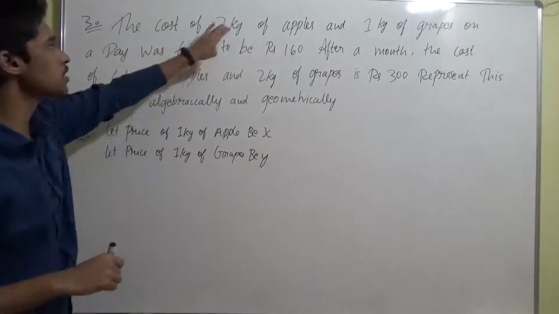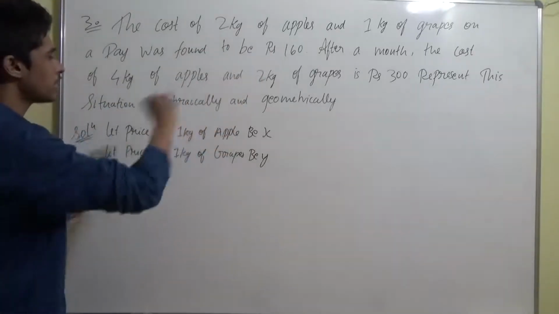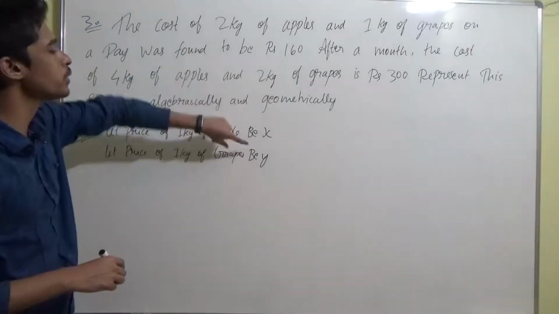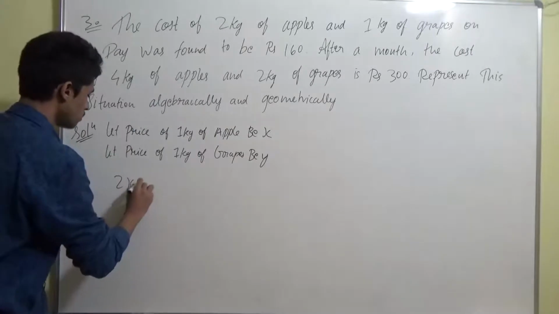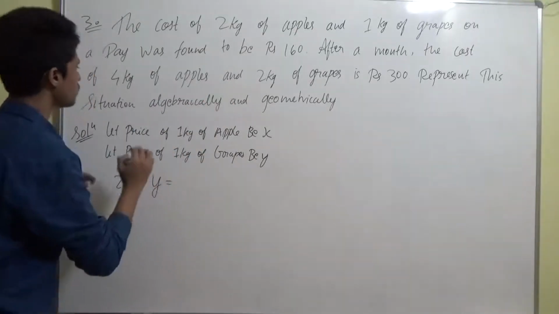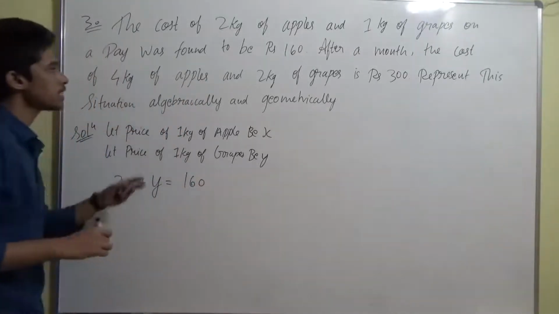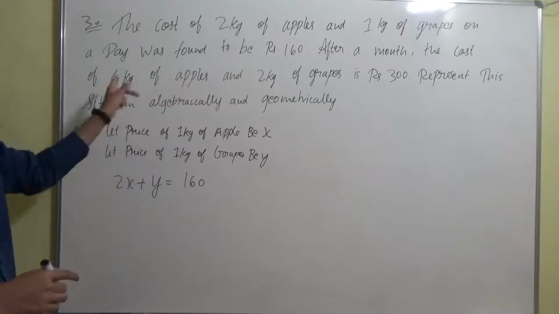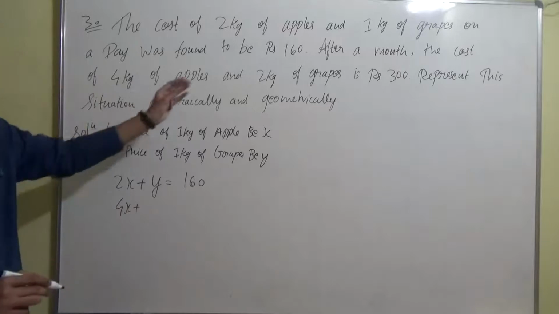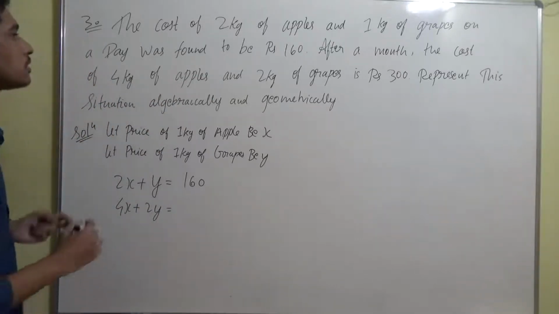Now let's go by the conditions. In the first condition they said 2 kg of apples and 1 kg of grapes, which means 2 into X and 1 into Y, right? Because 1 kg costs X rupees, 2 kg is going to cost 2 into X, plus 1 kg of grapes, 1 into Y, which is nothing but Y itself, is equal to 160 rupees, which he paid. And the second equation says 4 kg of apples, which means 4X, plus 2 kg of grapes, which means 2Y, is equal to 300 rupees.